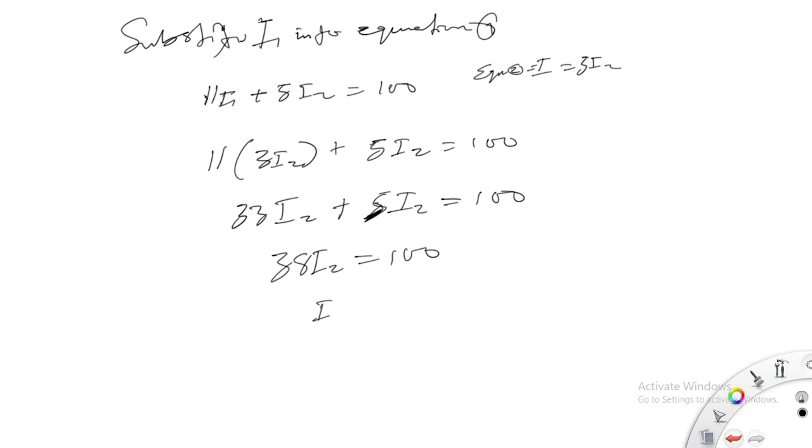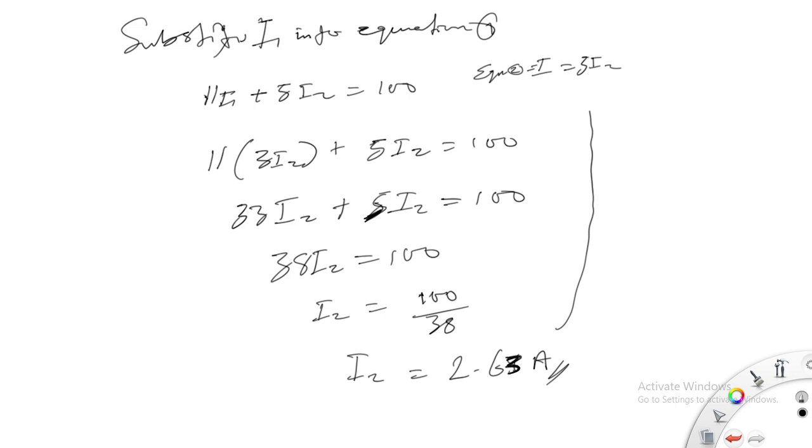We have I2 is equal to what? 100 over 38. I2 is equal to 2.63 amps. Yes, this is right. Sorry, I made a mistake. So having done that, we've now obtained our I2.